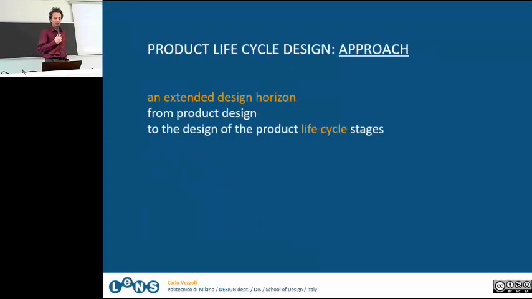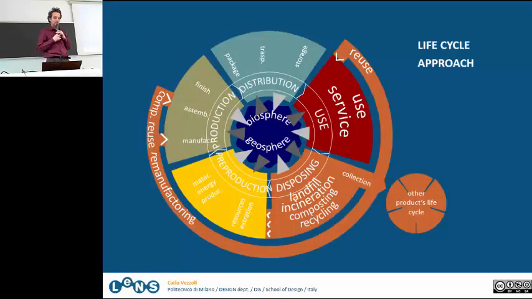The first one is actually to extend the design horizon from just designing the product, as you as designers are usually thinking, to designing the product life cycle stages. And which are those stages? They are the pre-production, the production, distribution, use, and disposing, or the end of life. And the pre-production, what is the pre-production? Before the production, it is basically the production of material or energy.